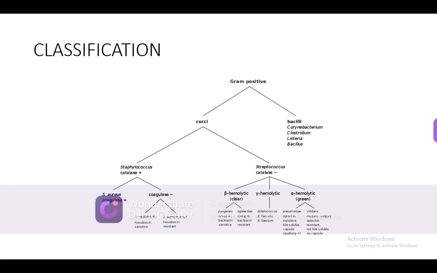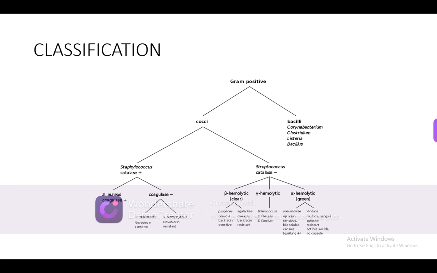Now, the overall classification of these gram-positive or gram-negative organisms. Either it is cocci or it is bacillus. Cocci occur in chains. They are a rounded shape and oval shape bacteria. The cocci may be gram-positive, it may be gram-negative. Gram-positive I already discussed.